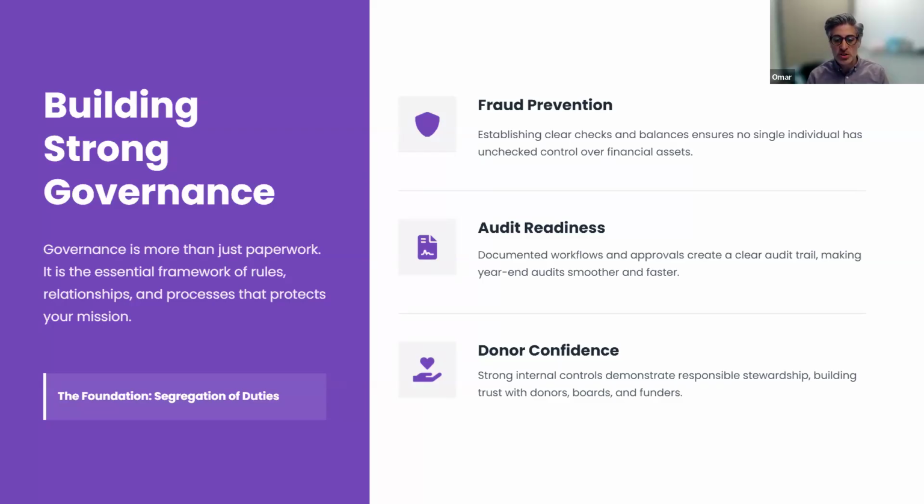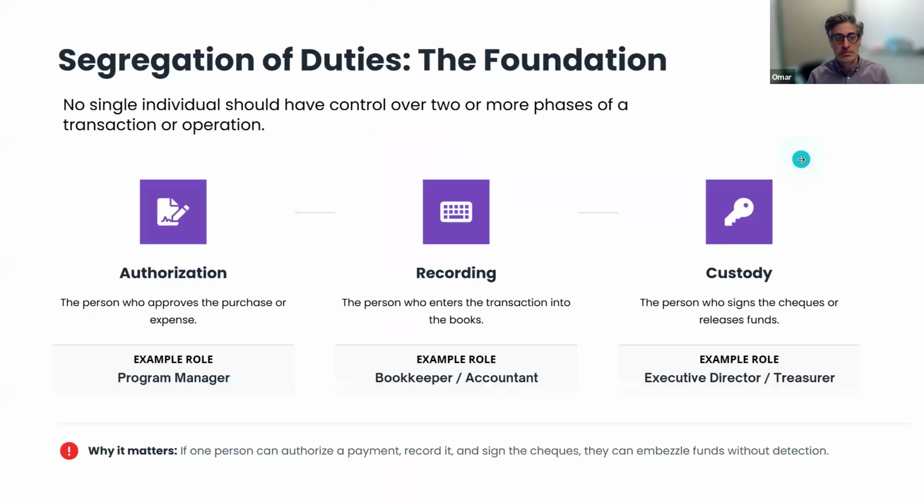So strong internal controls give you the opportunity to demonstrate stewardship of the funds that you are being entrusted with from donors to your board and various stakeholders. So let's dive deeper into the segregation of duties as the foundation.